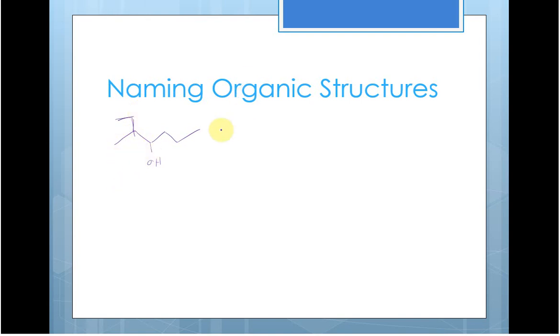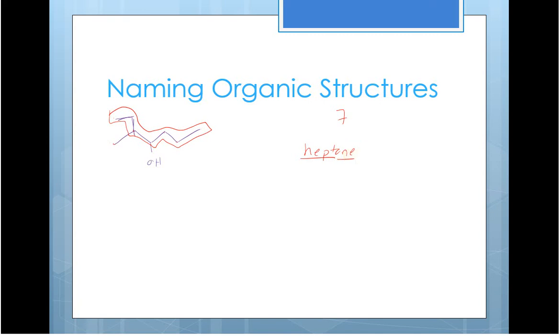So the first thing you want to do is count up the longest chain. So we could say 1, 2, 3, 4, 5, 6. Or 1, 2, 3, 4. No. 1, 2, 3, 4, 5, 6, 7. So technically this is the longest chain. So this has 7 carbons, so it ends in heptane. 7 carbons means hept, all single bonds means ane.